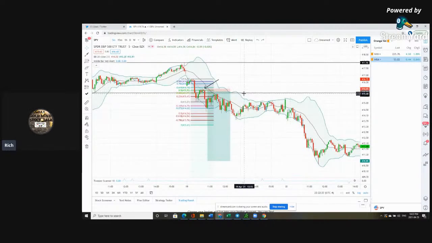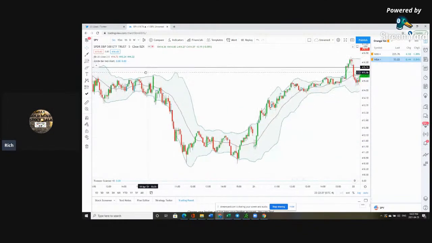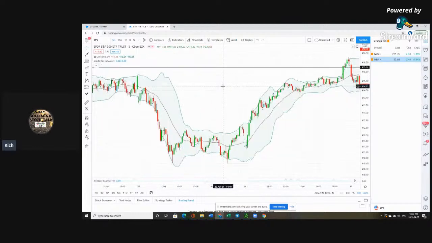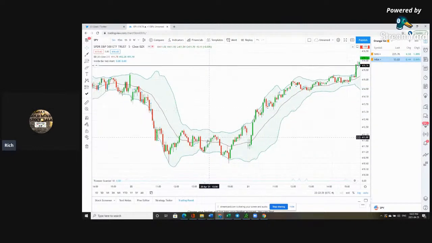And then let's look at the double bottom actually. Okay, I want to look at the double bottom. So let's hover over this candle. What is the low? The low is 410.63. Okay, what is the low of this candle? 410.60. So basically 3 pennies lower.